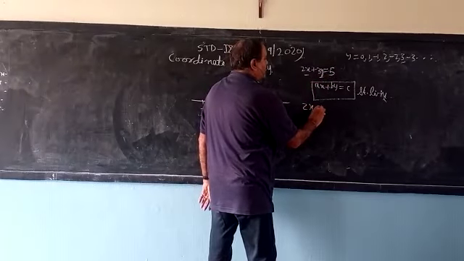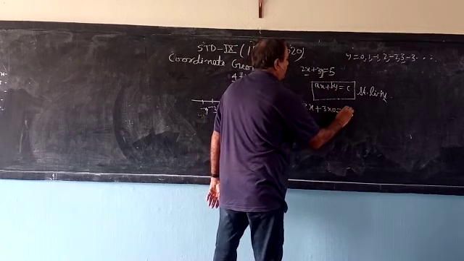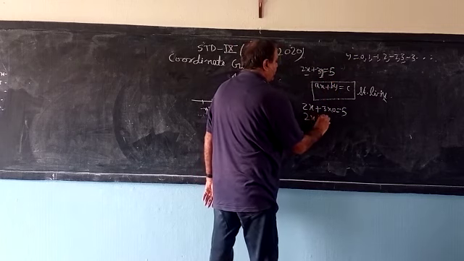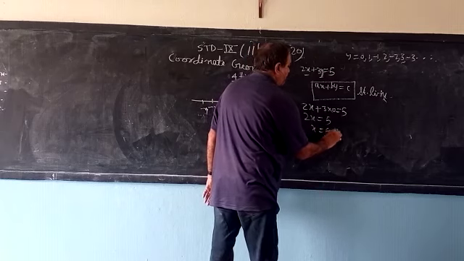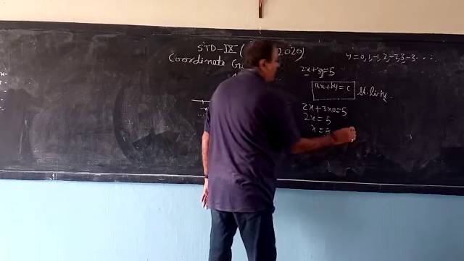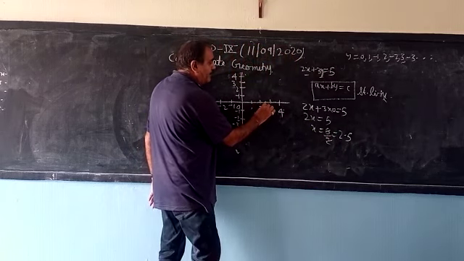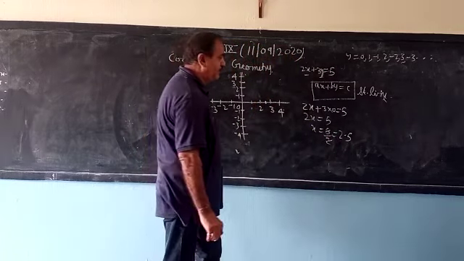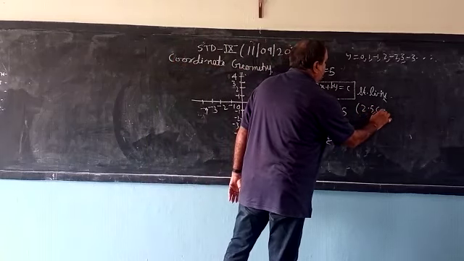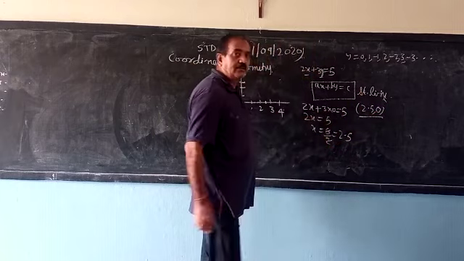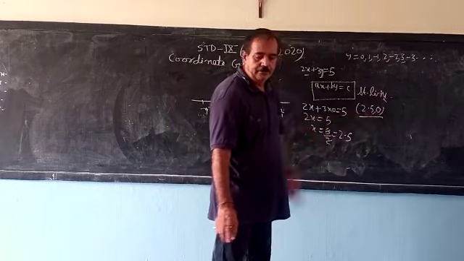So how to find it for this question? 2x plus 3y is equal to 5. First we take y as 0. 2x plus 3 into 0 is equal to 5. 2x is equal to 5. x is equal to 5 by 2. 5 by 2 means 2.5. Where is 2.5? Between 2 and 3, midway. This is 2.5. So the x value is coming 2.5 when y is 0. This is one of the points.